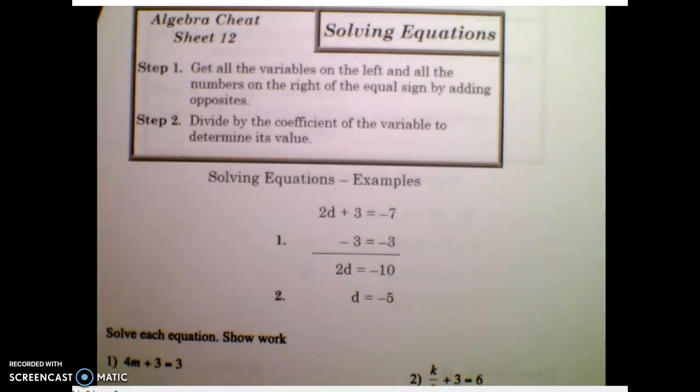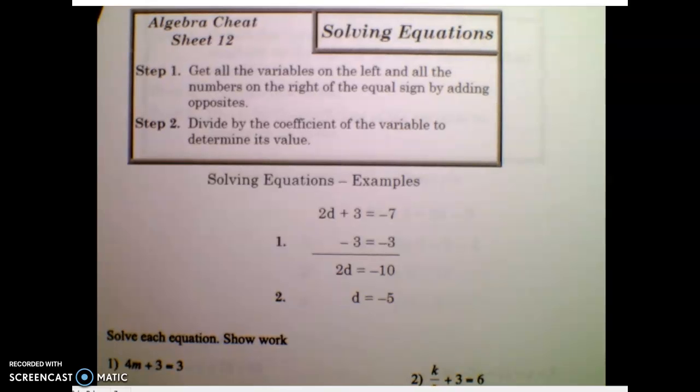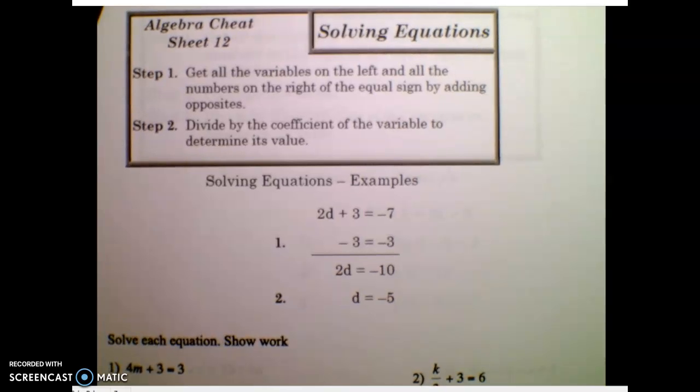In this video, I will show you how to solve two-step equations, equations with variables on both sides, and finally, the dreaded equation with fractions. I will show you two different ways of solving those. Okay, let's get started. The first type of equation we're going to work on are two-step equations.